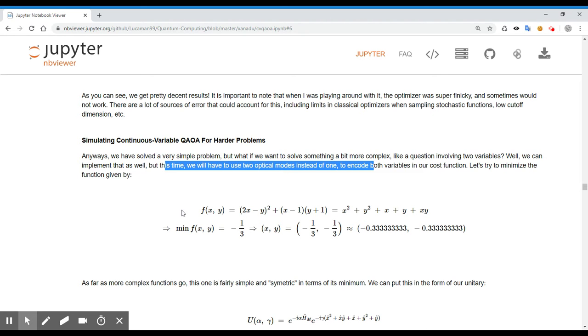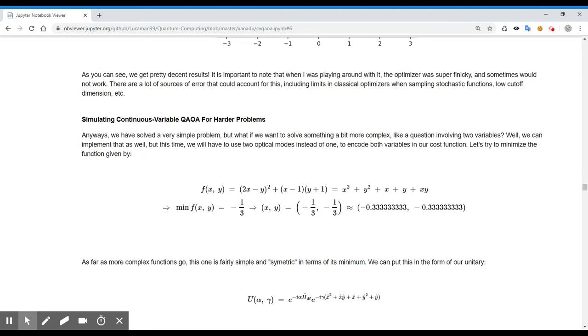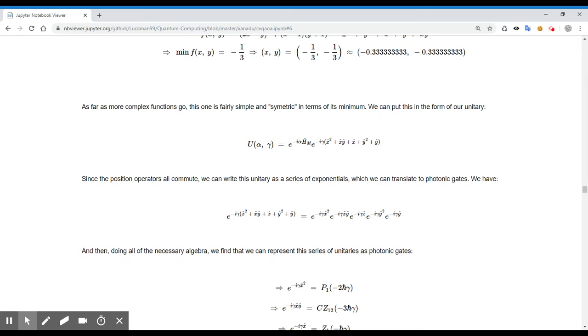Let's try to minimize the function given by. Okay, so that's now the function we got. As the far more complex functions go, this one is fairly simple and symmetric in terms of its minimum. We can put this in the form of our unitary. Okay, so here we're just going straight ahead. So that's the function, and basically we're going ahead and using that expression. And so basically, Jack transforms that into, since his position operators all commute, we can write this unitary as a series of exponentials, which we can translate to photonic gates.